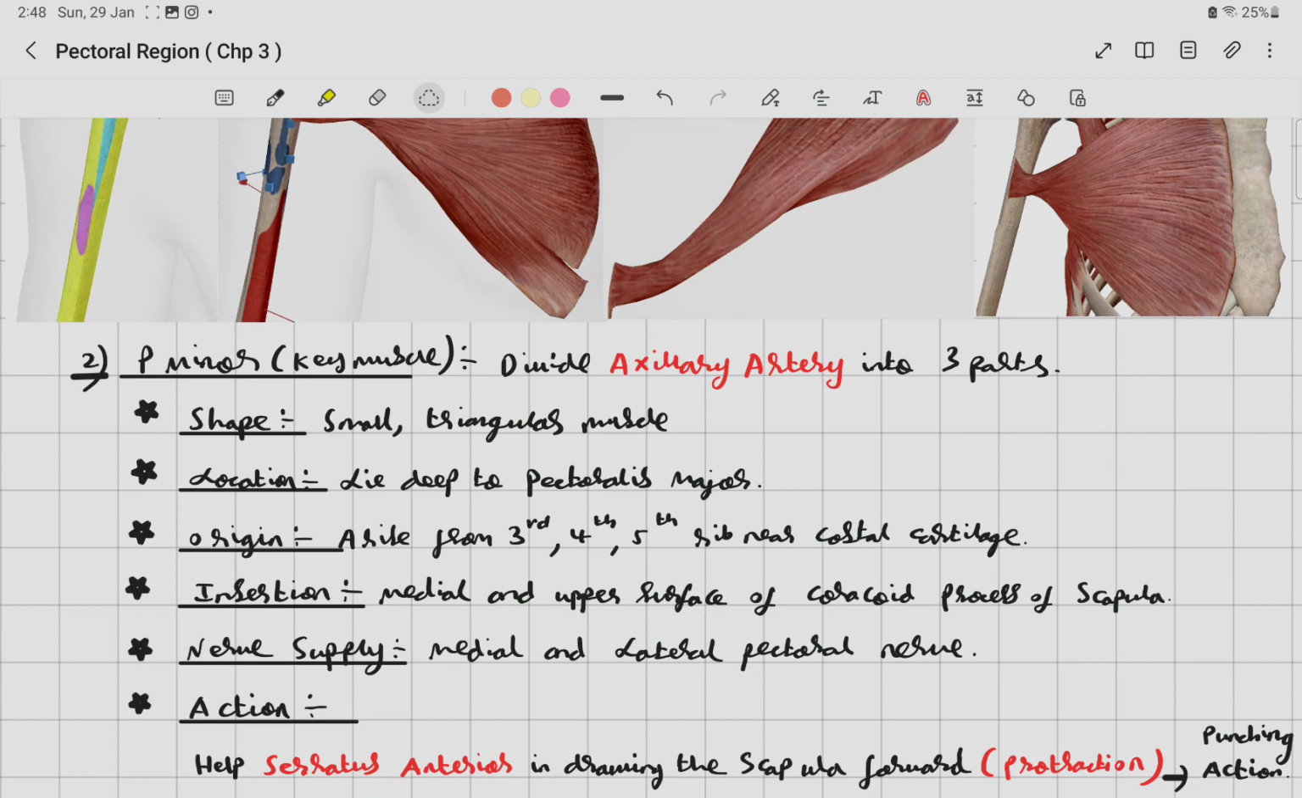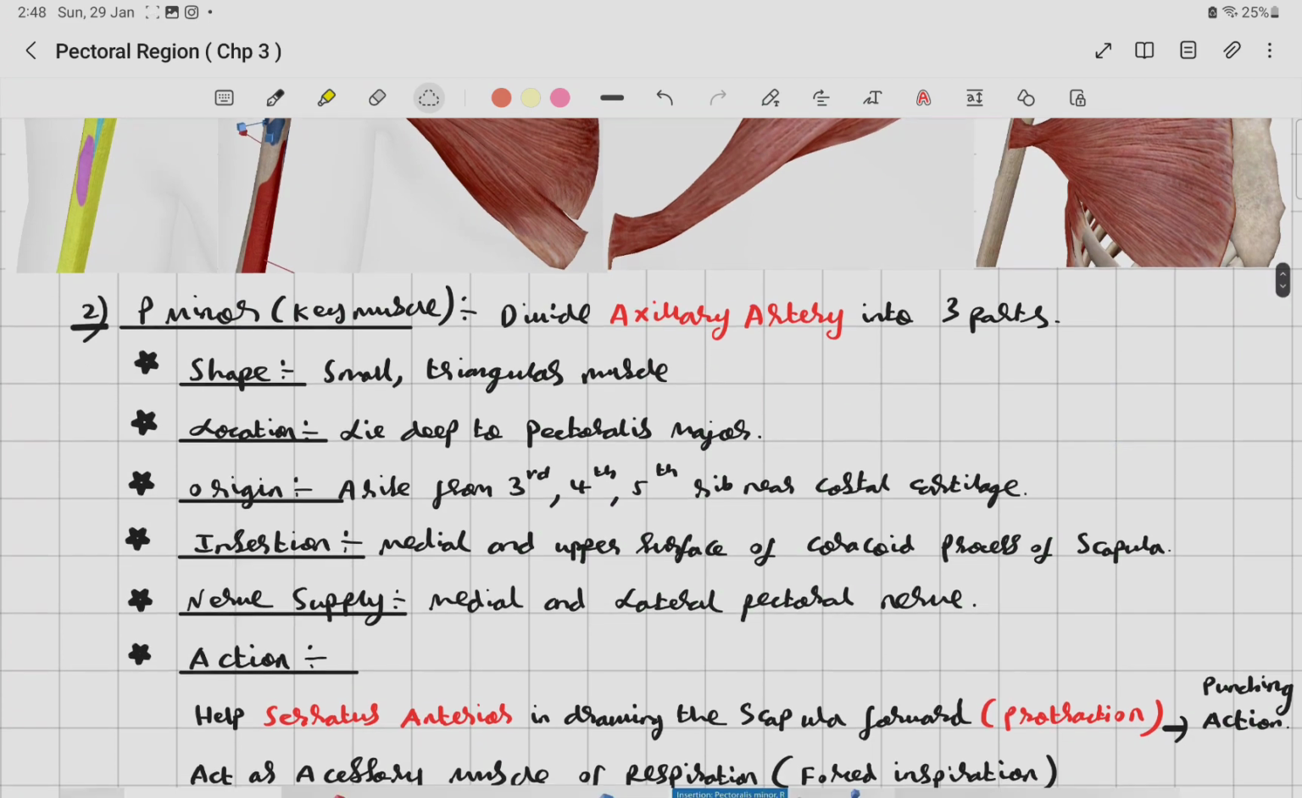Now its shape: it is a small triangular muscle. And its location: it lies deep to the pectoralis major muscle.